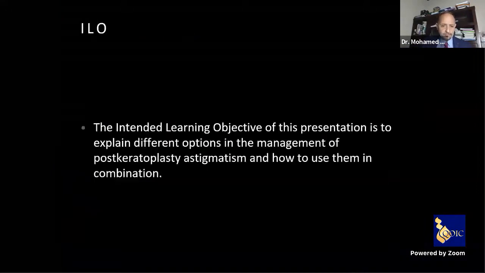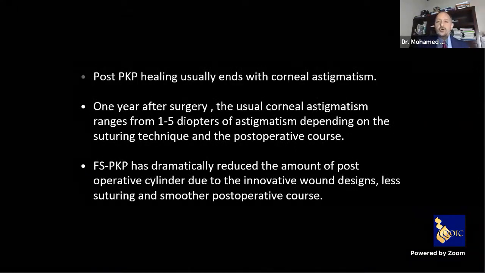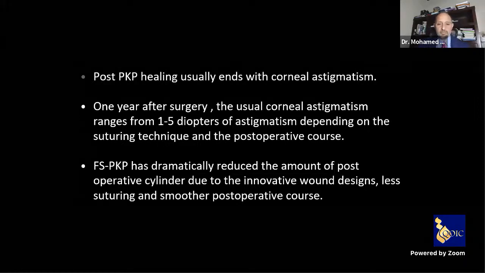These are the references. Post-PKP healing usually ends with corneal astigmatism. After 1 year of surgery, the usual corneal astigmatism is in the neighborhood of 1 to 5 diopters. We all have patients who have like 0.5 diopters of astigmatism or 0.25 diopters of astigmatism. We photograph the autoref and we're very, very happy. But this is out of the norm. This happens every blue moon. Normally, we have between 1 and 5 diopters of astigmatism.